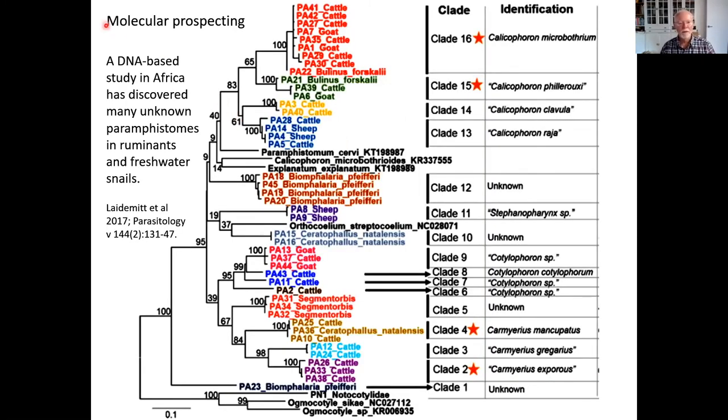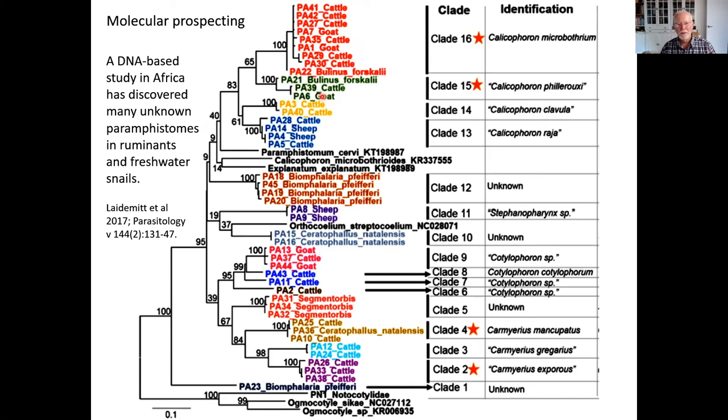This is just one of many examples, an example of what we might call molecular prospecting. This was published in 2017. A group of people collected peremphistomes. Those are trematodes that live mainly in cattle and other ruminant mammals, but some also occur in humans in various parts of the world. These peremphistomes were collected from cattle.